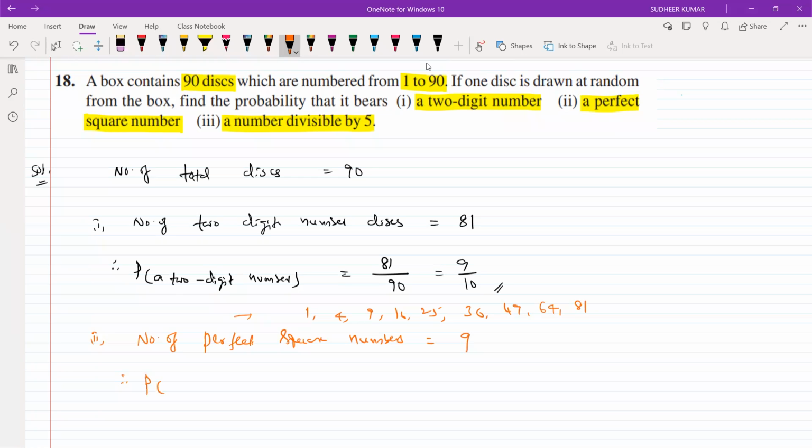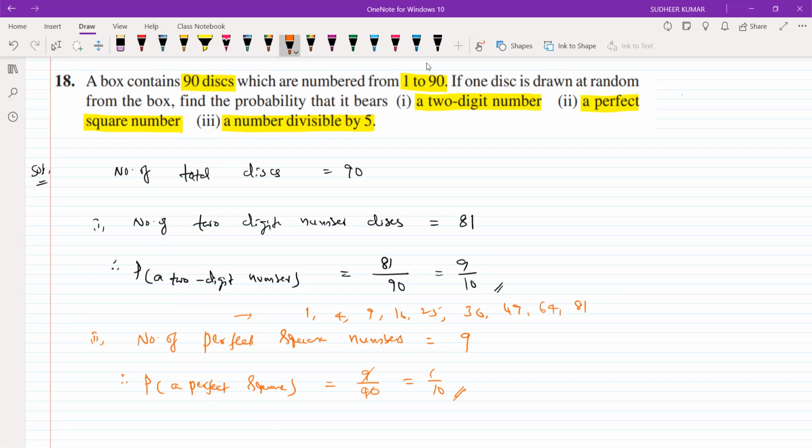Therefore, the probability of a perfect square is again the number of available outcomes by the total number of possible outcomes, 9 by 90. It's nothing but 1 by 10. And go to the third one.